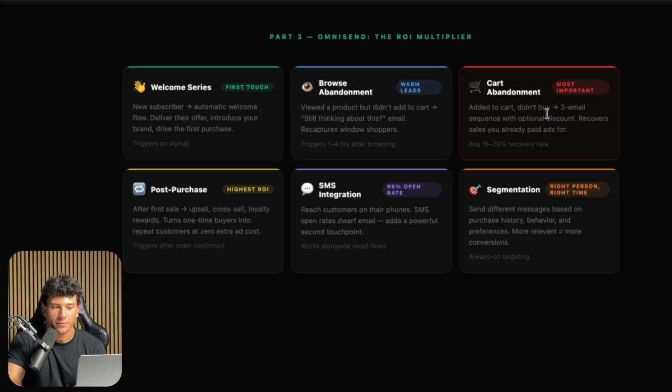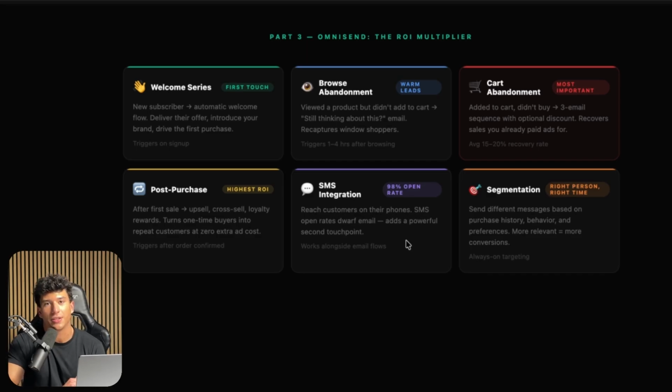Then the cart abandonment, which is when they add the item to cart and they didn't buy it. Since they were in your cart, you already know their name, their email, potentially their address. This would be a different sequence where you would try to recover those people. Like, hey, you left this item in your cart. I'm sure you've seen an email like that before. Then we have a post-purchase email, which is once they buy something from you, now you continue to sell them emails, discounts, loyalty, cross-sell, rewards, stuff like that. Turns one-time buyers into repeat customers at zero extra cost.